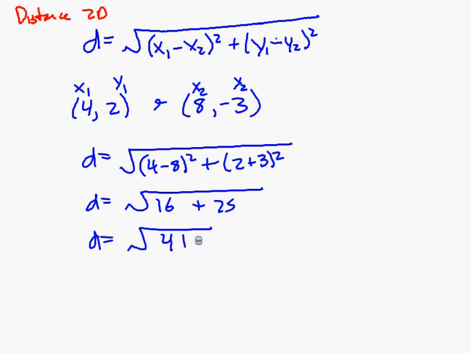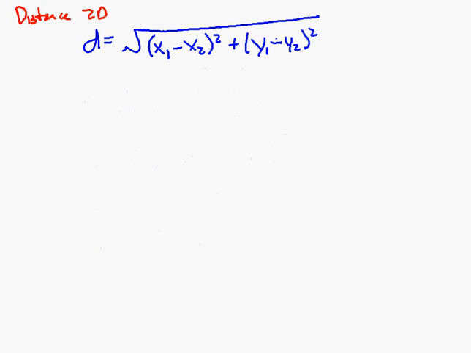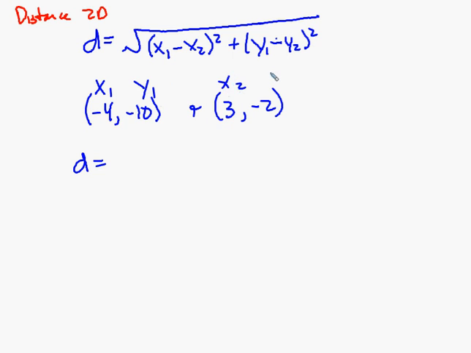I'll do one more. Suppose our points are negative 4, negative 10, and 3, negative 2. I want the distance, so again, x1, y1, x2, y2.